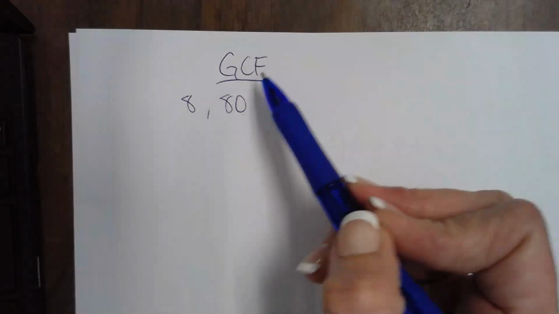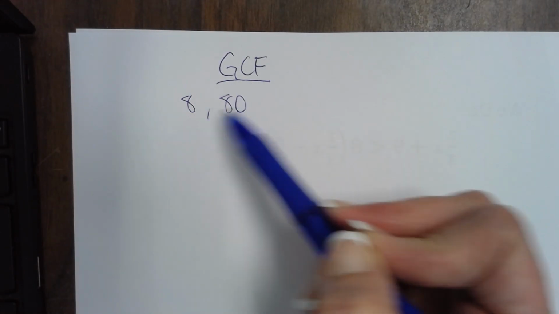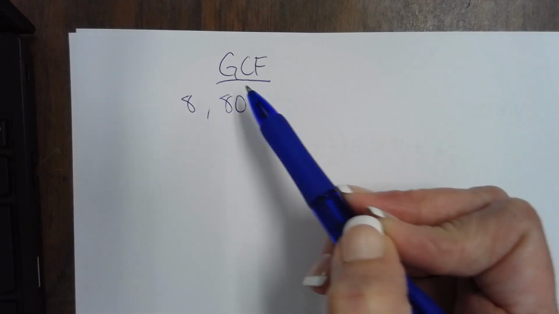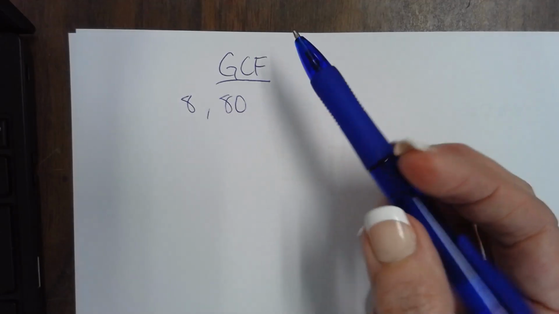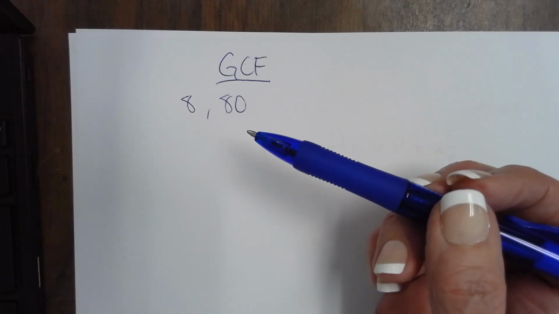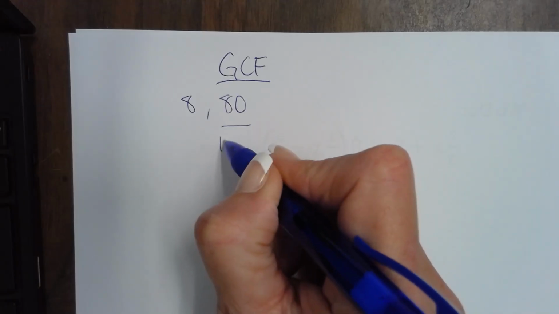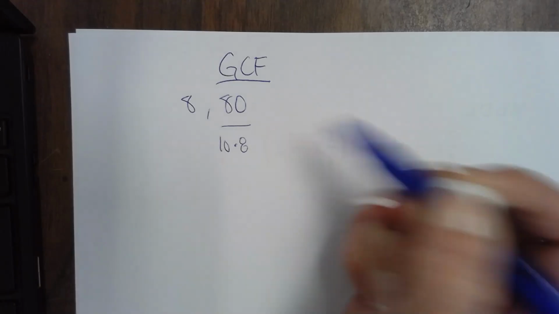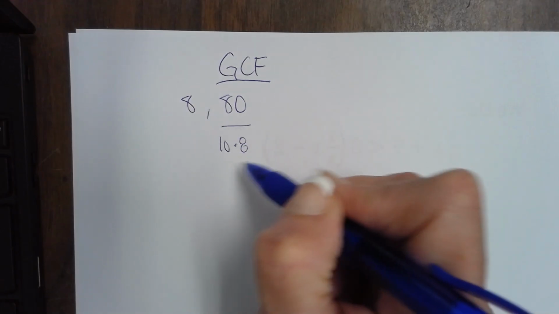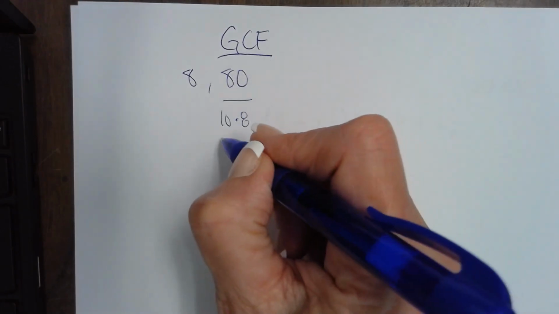Remember that common means they both have to have it in common. Greatest means the biggest, and remember factors are things we multiply together. So for 80, we've got 10 times 8 that we can multiply together. These are factors.